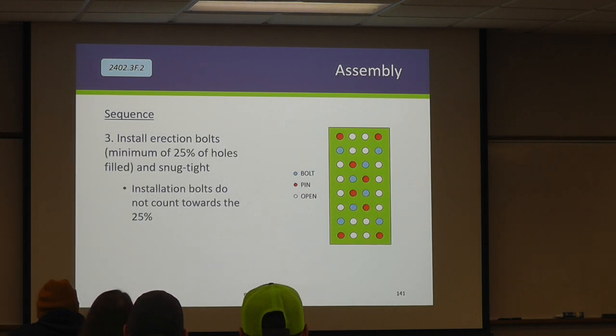Once you have the pins in, you're gonna install your erection bolts and snug tight them, because we wanna start to bring all of the pieces of steel together into contact. If you have installation bolts in place, these don't count towards the 25%, so they might have to pull those out and substitute them. And this 25% is important because that's what dictates when they can let the crane off. They absolutely cannot let the crane off until they have 50% of the holes filled with something.